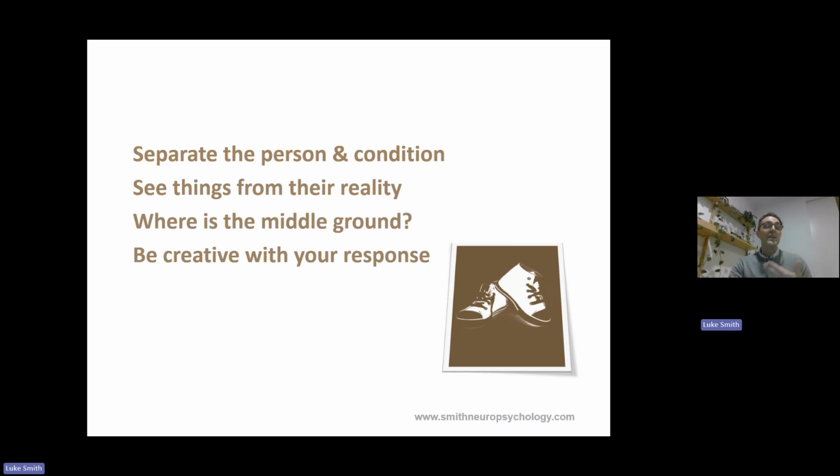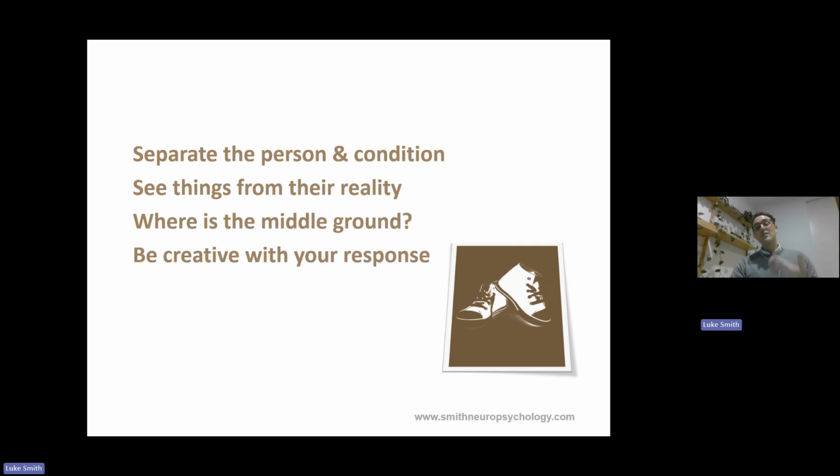Knowing, for example, the things we spoke about today, how their condition may have affected their behaviour, their mental health, the way they think, the way they remember, allows us to separate what they're doing from the person and how the condition is affecting the person. It's a really important thing to consider. Try to see things from their reality. Can you find some middle ground? And you can be creative with your response.